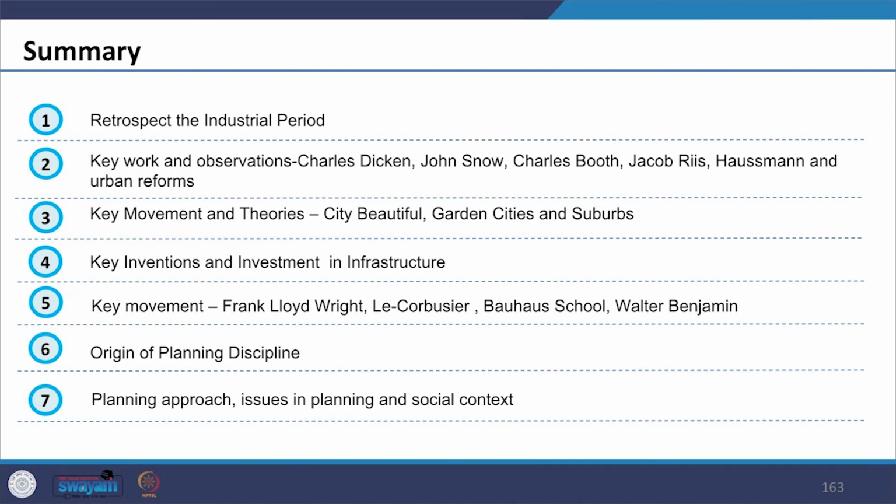We reviewed the planning approach. We saw what kind of planning approach we were adopting, what the social context was in the Western world, and what the context was in India. So that was the coverage for today.